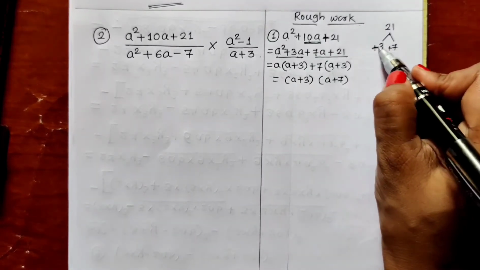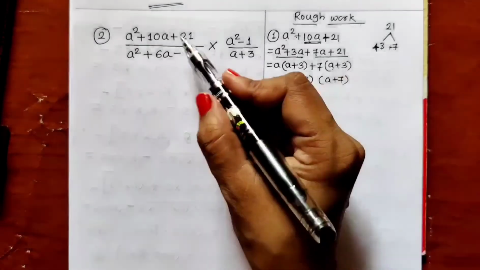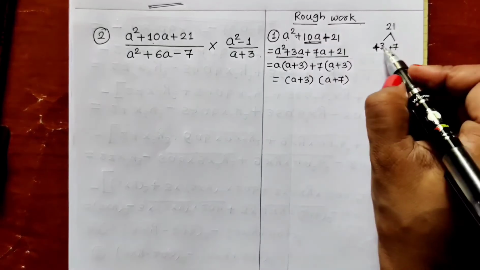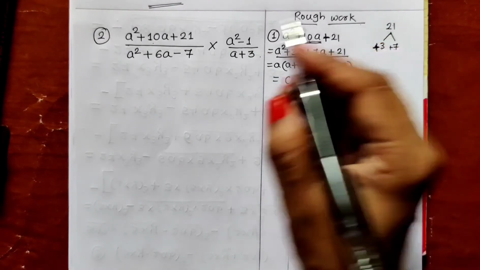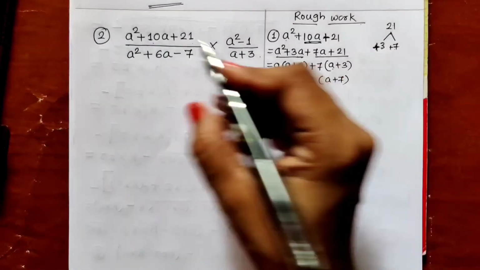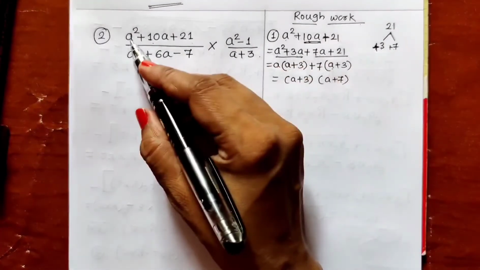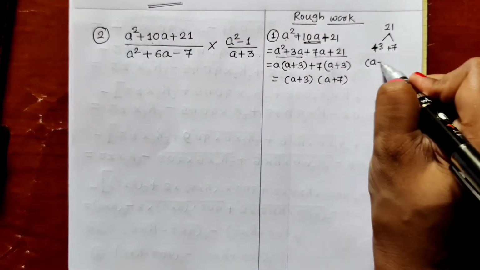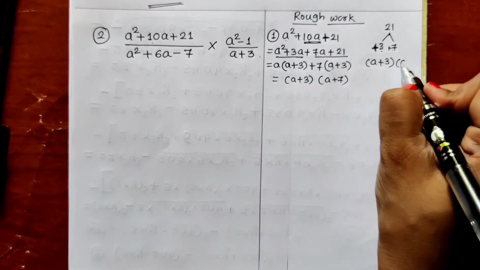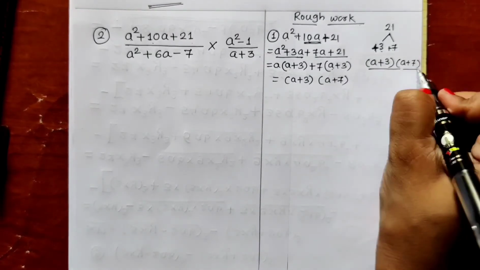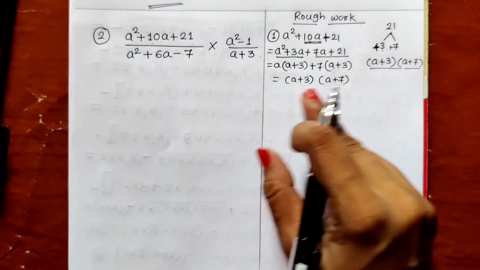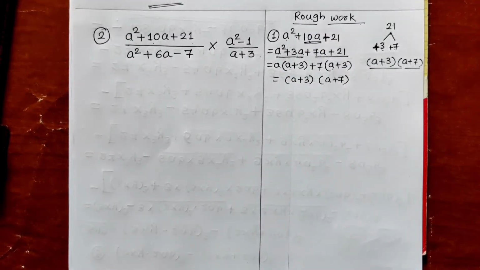Otherwise, we all know we have to find the factors of 21 whose addition should be 10. So we have got these two factors, 3 and 7. So by watching this trinomial you can directly write the factors. How can we directly write the factors? Here the first term is a, plus there will be 3, and then a plus 7. In this way, directly by observing only, you can write the factors. Otherwise you will have to solve this in rough work and then write down the factors.